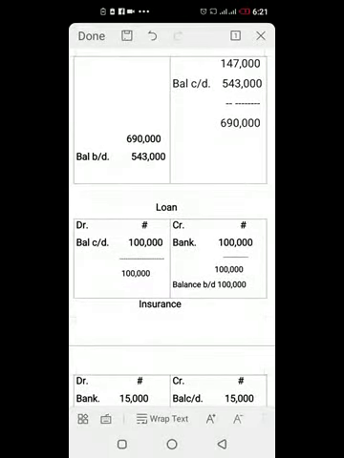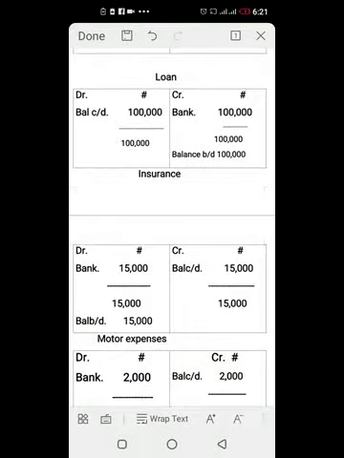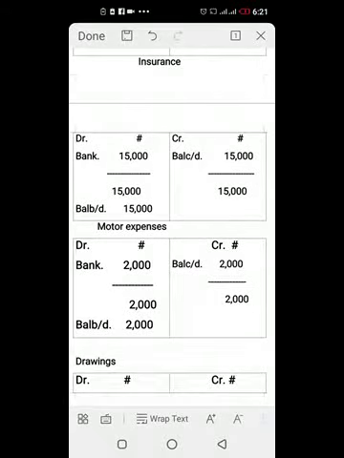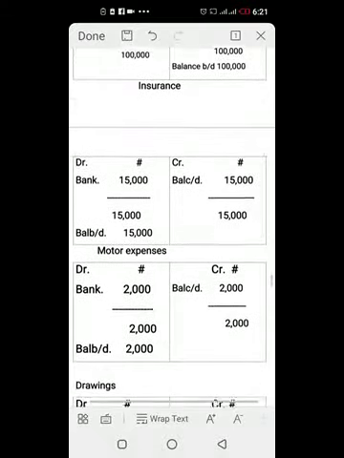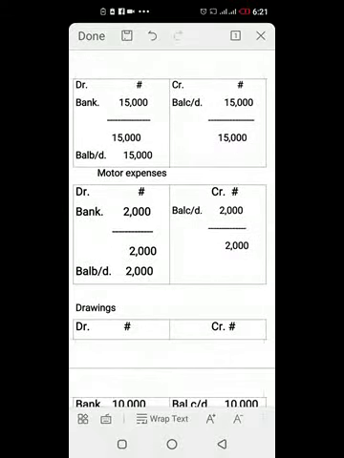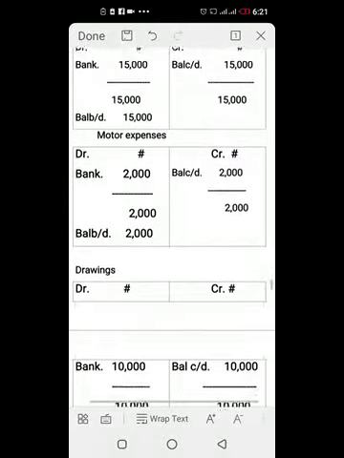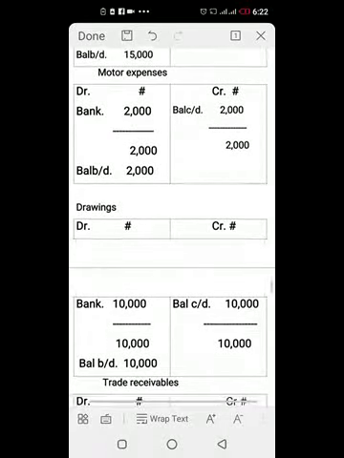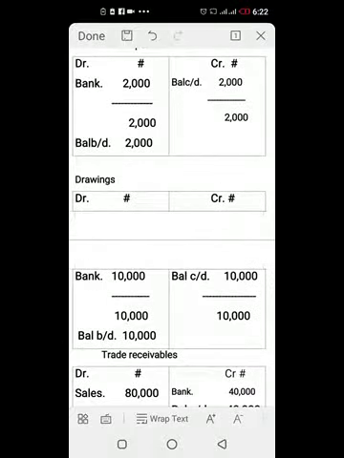We close the account. Balance brought down 100,000 naira. We do the same thing with insurance. Balance brought down 15,000 naira. Motor expenses, balance brought down 2,000 naira. Now, these balances brought down are what you will use for the trial balance. Balance brought down and balance carried down are what you use for the trial balance. So you have to be very careful.